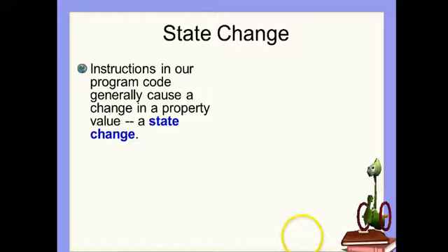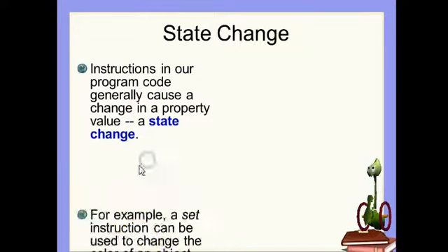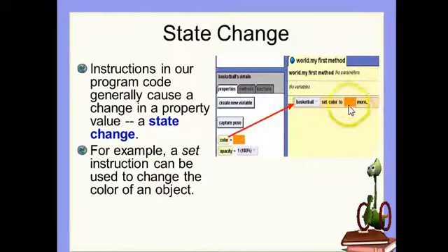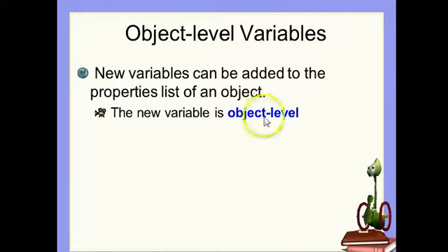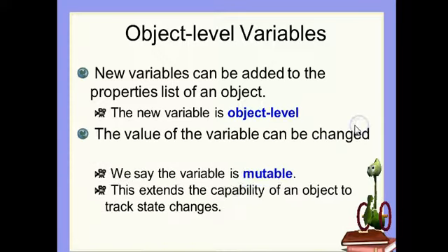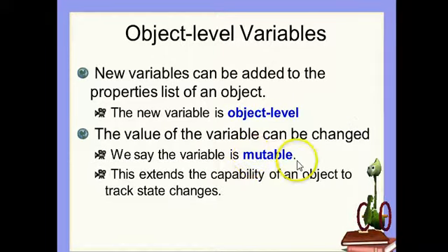So what we haven't looked at a lot, but we're going to start to look at is what happens if you change those properties. So it's referred to as a state change. And for example, we could use set to change the color, right? We've done that a little bit too. So these are variables that can be added to the properties list of an object, and that's what's a little bit different today. So we say that the new variable is object level. We say that it is mutable, that's another word for changeable. And what this does is it enables an object to track the state changes, and we can watch that. And that can be really useful.